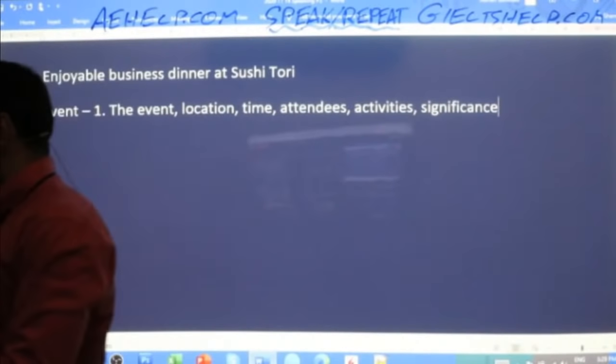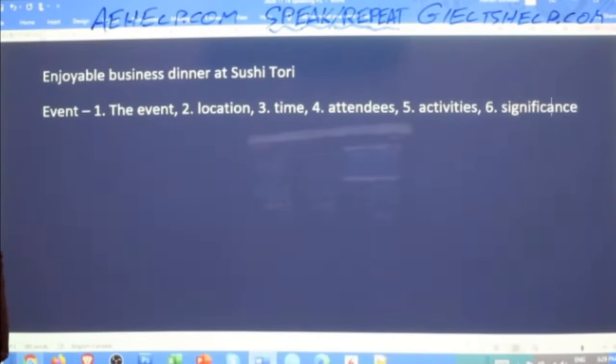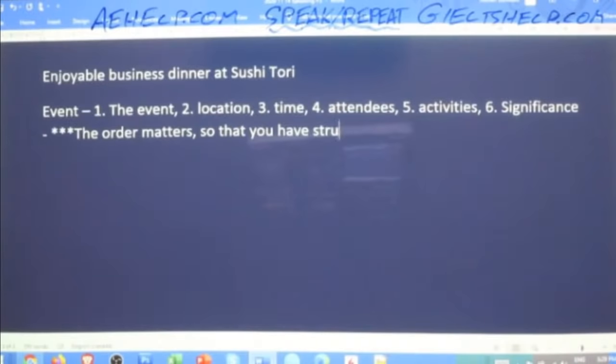And it's that order. So you have to think about it in that order. Okay, so 1, 2, 3, 4, 5, 6. The order matters. Okay, it makes a lot more sense when you have this order. So the order matters, so that you have structured, good communication. Okay, so your notes, they should be quick.